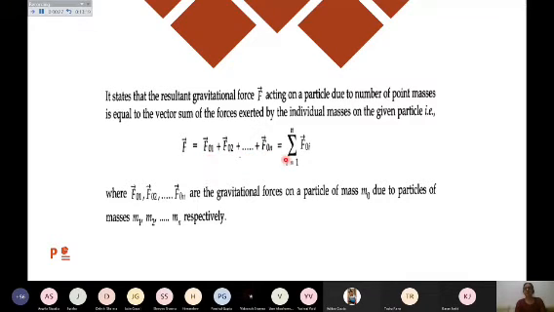So whenever I have to add the vectors, I have to take care of their directions. The resultant gravitational force acting on a particle due to a number of point masses is equal to the vector sum of the forces which are exerted by the individual masses on the given particle. So this is important, that you have to take the vector sum.